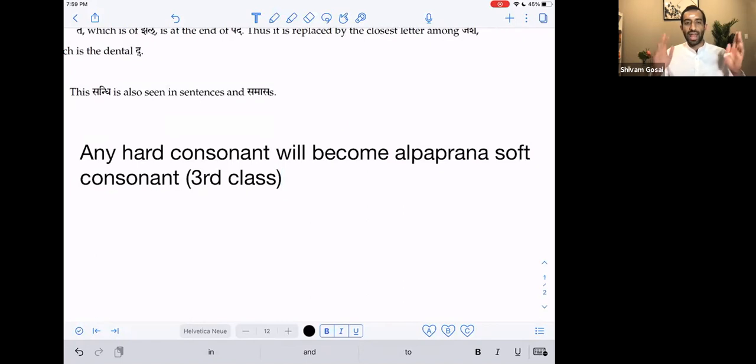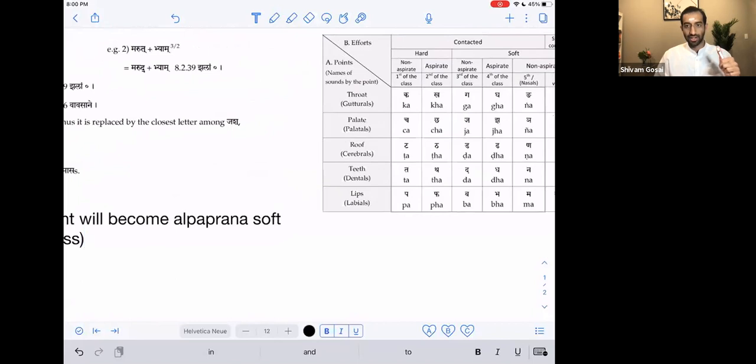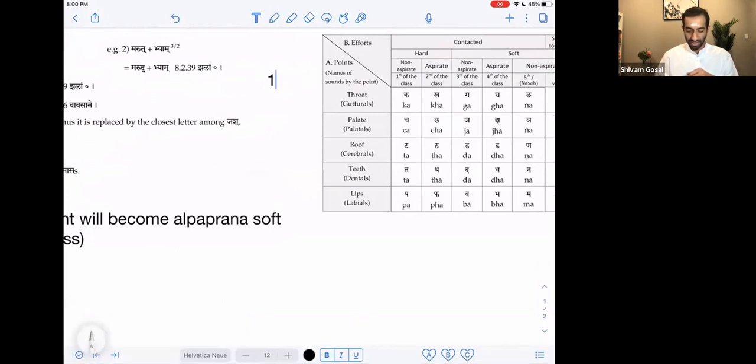Okay, so any of those hard consonants will become soft. You'll see those hard consonants are the ones in the first two columns: ka, kha, cha, chha, ta, tha, ta, tha, pa, pha. Those are all your hard consonants. They become the alpaprana, the non-aspirate version of the soft consonant.